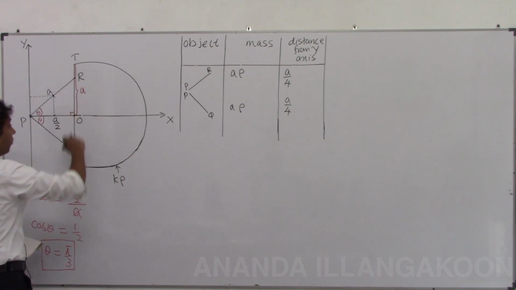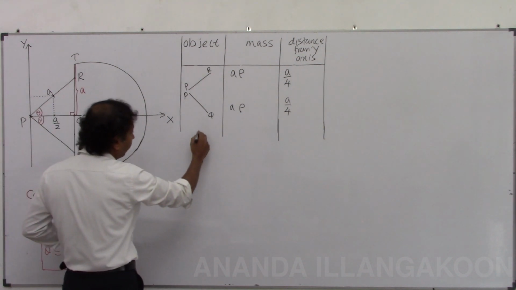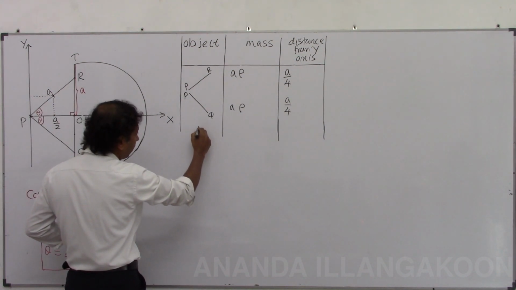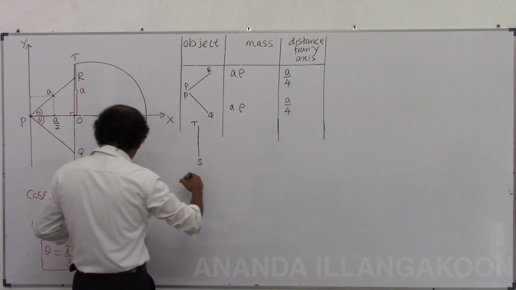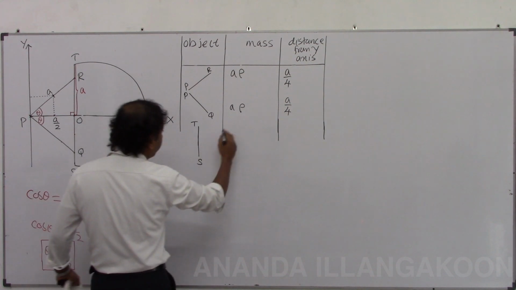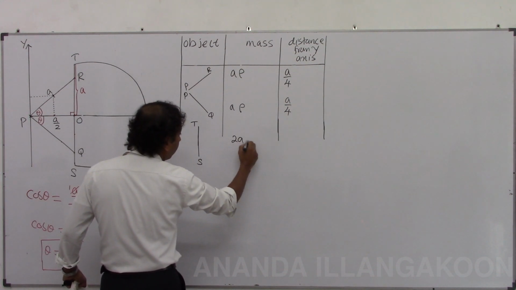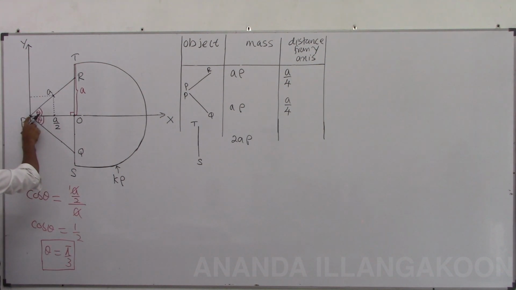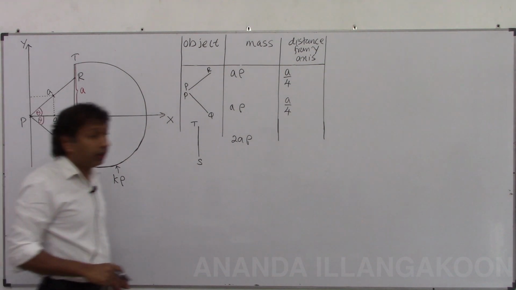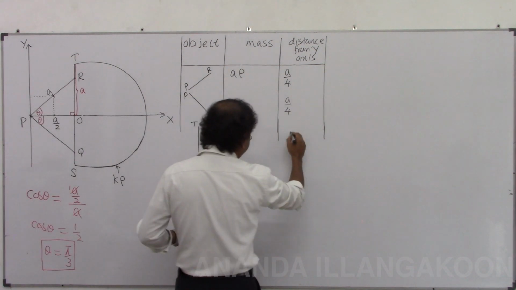Next one we take is ST. ST part. The length is 2a, therefore the mass is 2a rho, and the distance to the center of gravity from the y axis is a by 2.